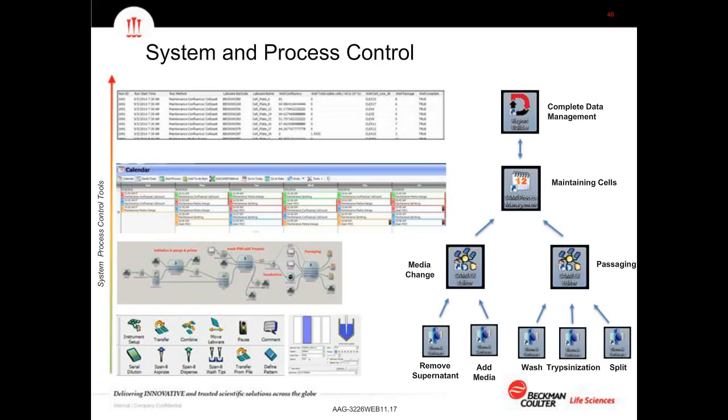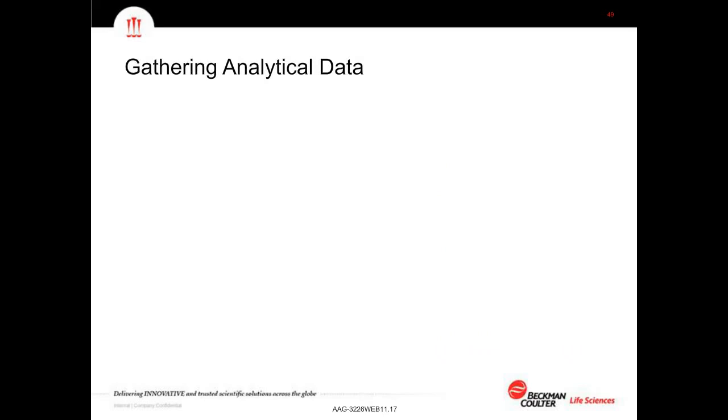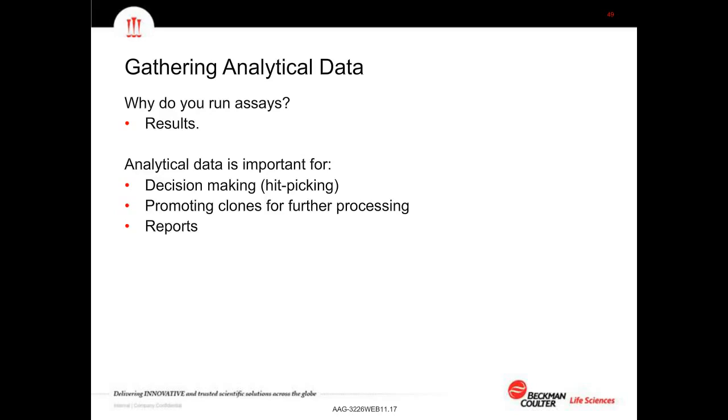So why are we running these assays? Because we need to get some sort of outcome. And this outcome is important for making decisions, such as in hit picking. And one example of that would be promoting clones for further processing. And we also need this information in reports for downstream processing.